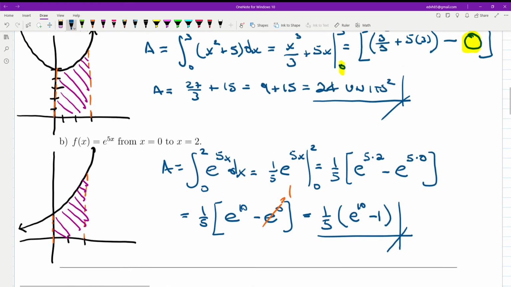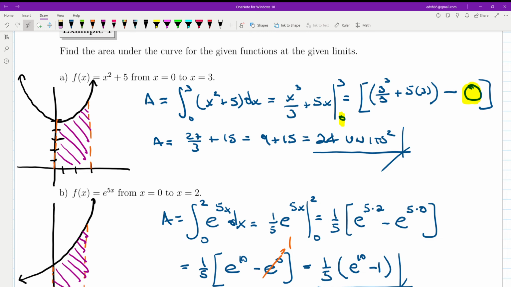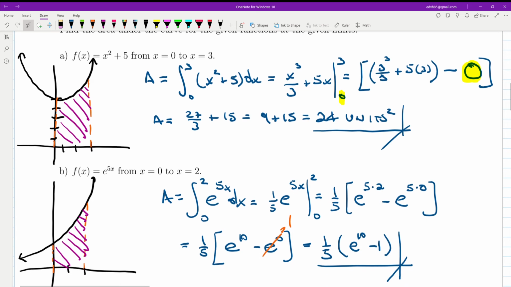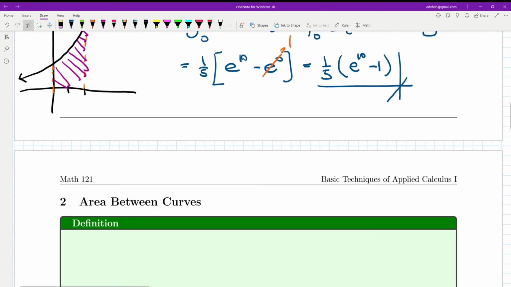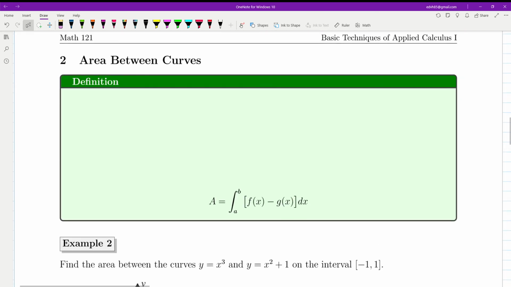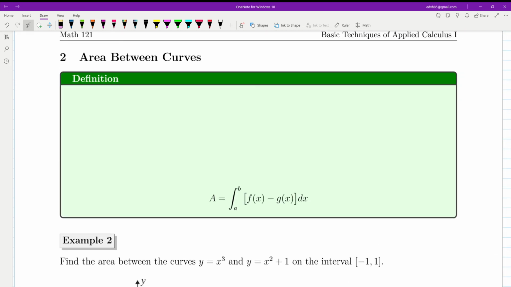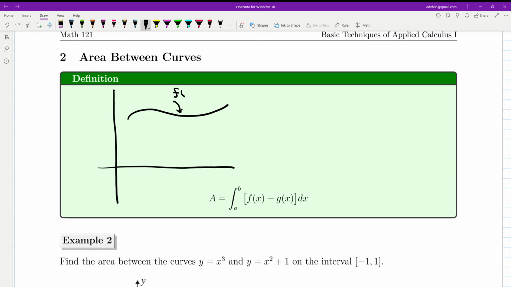And so these kinds of problems are just going to be very straightforward. Again, you're going to be given a function and the limits of integration. For area between two curves, let's consider the case right here in which we have a function f of x and another function. Let me do a different shape instead.